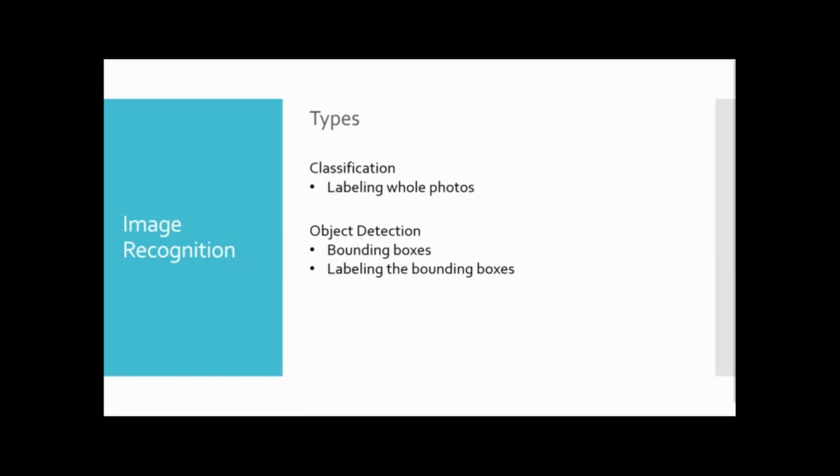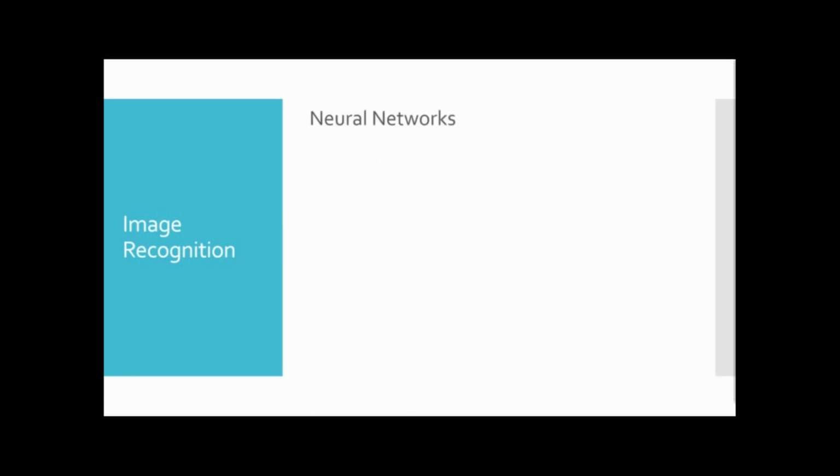We also have object detection, which is a little more complicated because we're trying to identify potentially multiple objects within a photo. An object detection model will give a bounding box, say, in this area there is a cat, and in this area there's a bike, and draw bounding boxes around those.